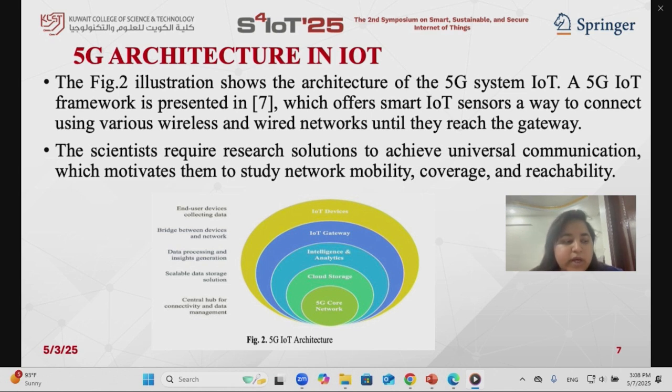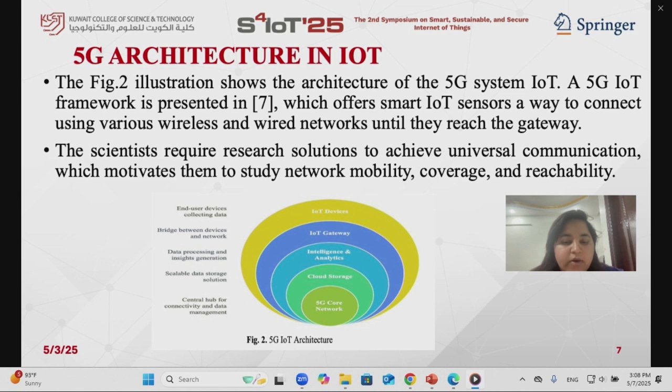In Figure 2, the 5G architecture first shows the 5G core network. Then the next layer shows the cloud storage, then intelligence and analytics, then IoT gateways and IoT devices. Basically, the first layer is the IoT devices, which are the end-user devices that collect the data.